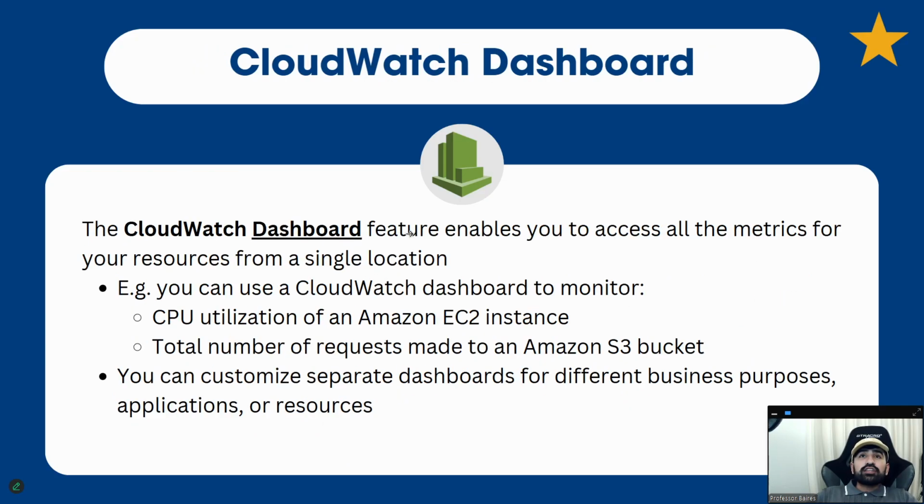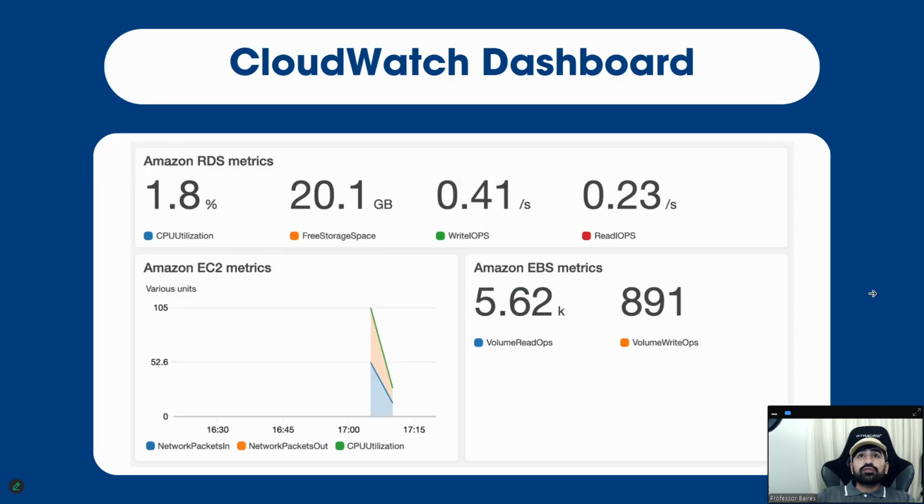So the CloudWatch dashboard enables you to access all the metrics for all of your resources from one location. So all your different services that are supplying metrics to CloudWatch, you can keep an eye on them centrally through the CloudWatch dashboard. So you can monitor, again, CPU utilization for an EC2 instance. You can also check total number of requests for an Amazon S3 bucket. Depending on the service, right, it'll depend on the metrics that'll be available to you. You can even customize separate dashboards for different business purposes, applications, or resources.